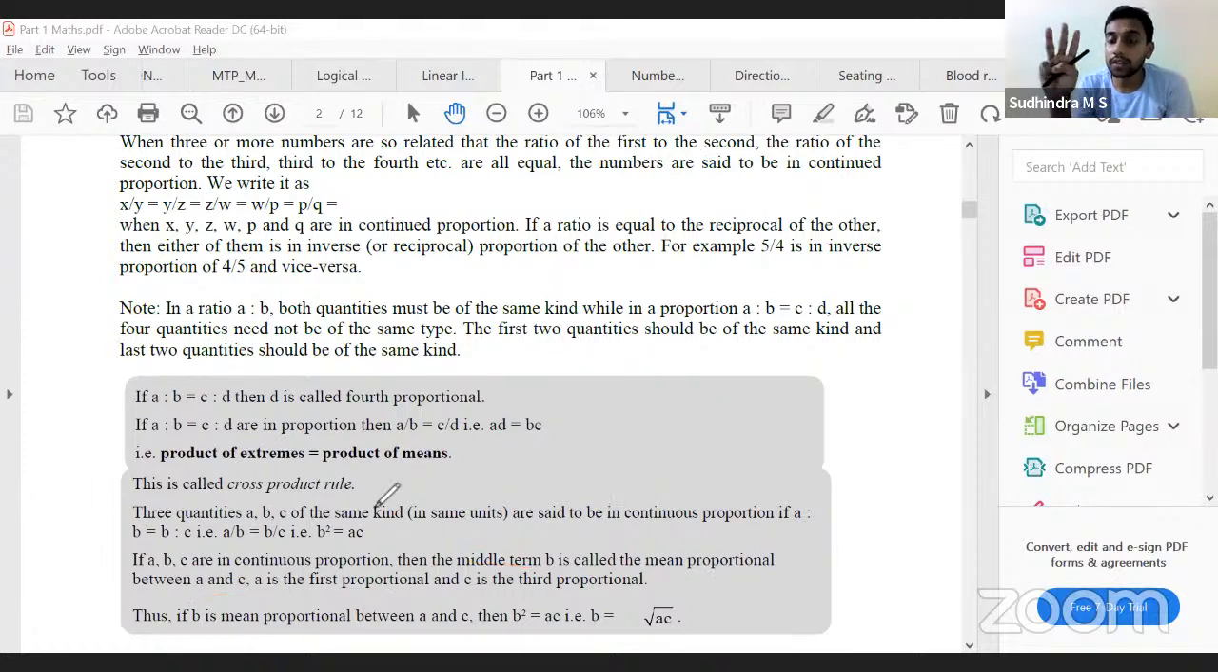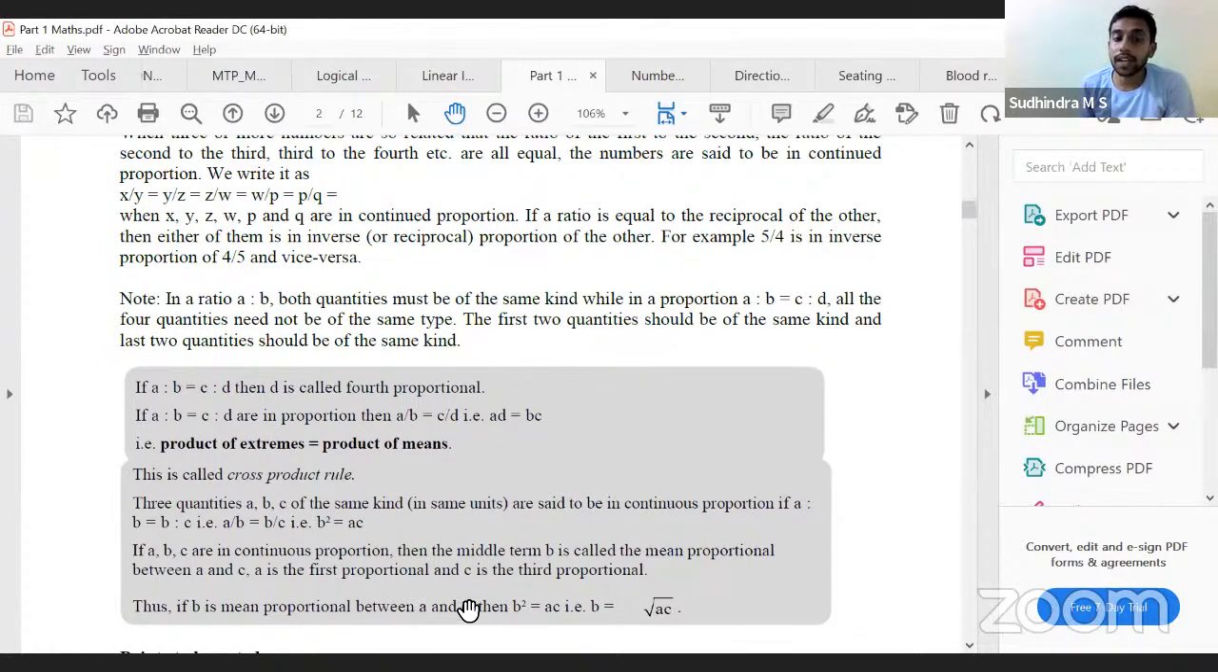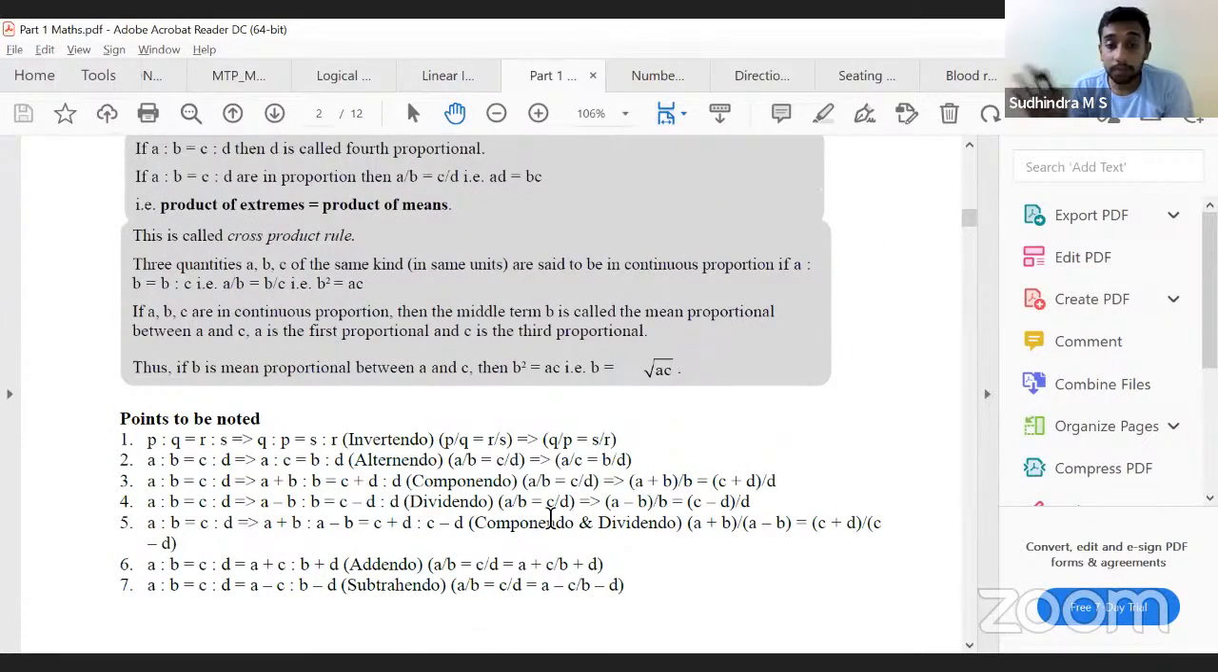But here there are only three proportions. A is the first proportion, B is the second proportion, and C is the third proportion. There is no fourth proportion in that case. Thus, if B is the mean proportion between A and C, B square is equal to AC, so B will be root of AC. In ratios, we have discussed continued ratio, duplicate, subduplicate, etc.